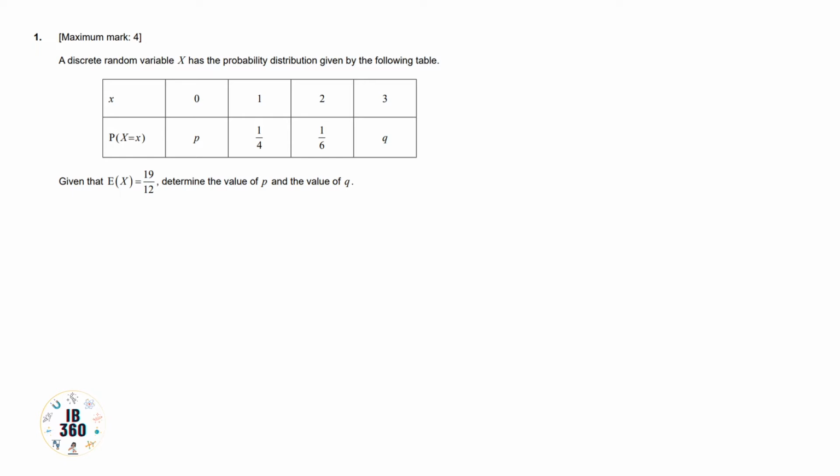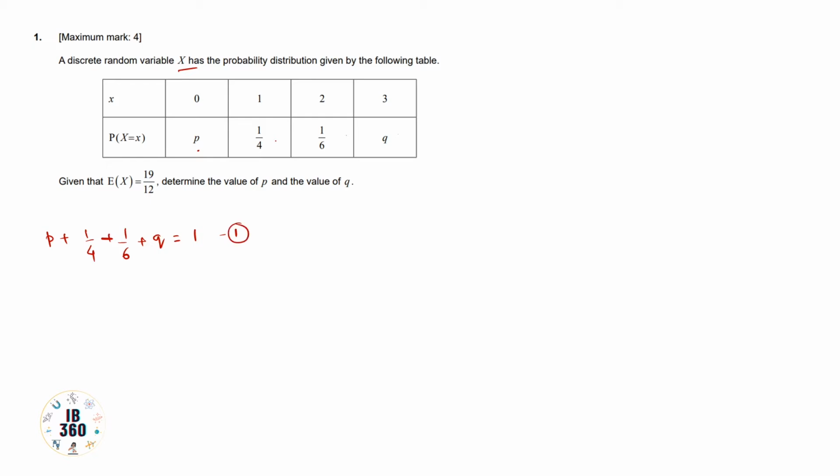So the first question is from probability. A discrete random variable x has the probability distribution given by the following table. So from here we can conclude that if we add all these probabilities, we will get 1. So p plus 1 by 4 plus 1 by 6 plus q equals 1. This is my number 1 equation.